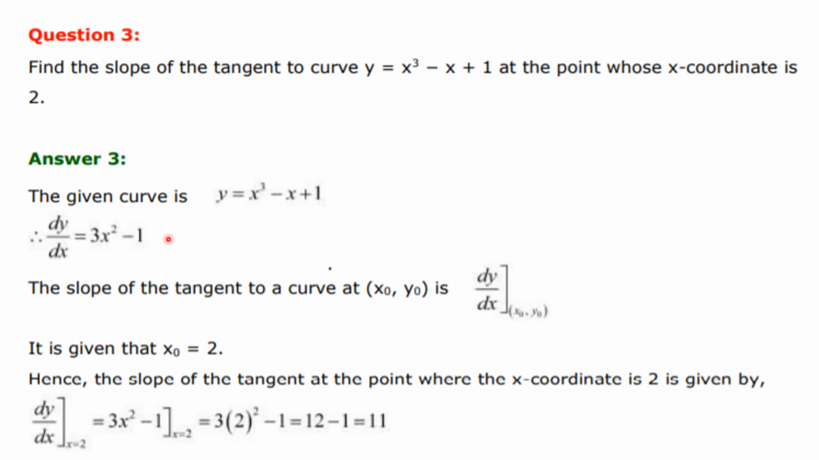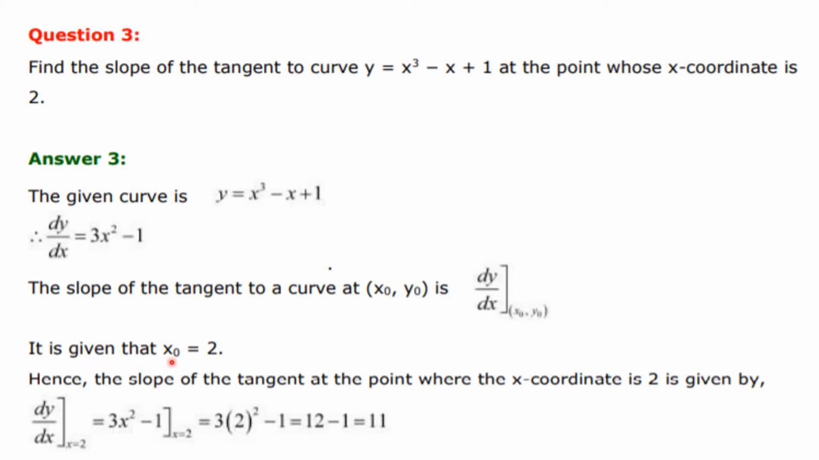So we are writing the derivative of the given function directly. Understood this step? Now, what is the slope? How do you find the slope of the tangent? The slope of the tangent to the given curve at (x0, y0) is dy by dx at (x0, y0). This is the notation to denote the slope of the tangent to the given curve at the point (x0, y0).